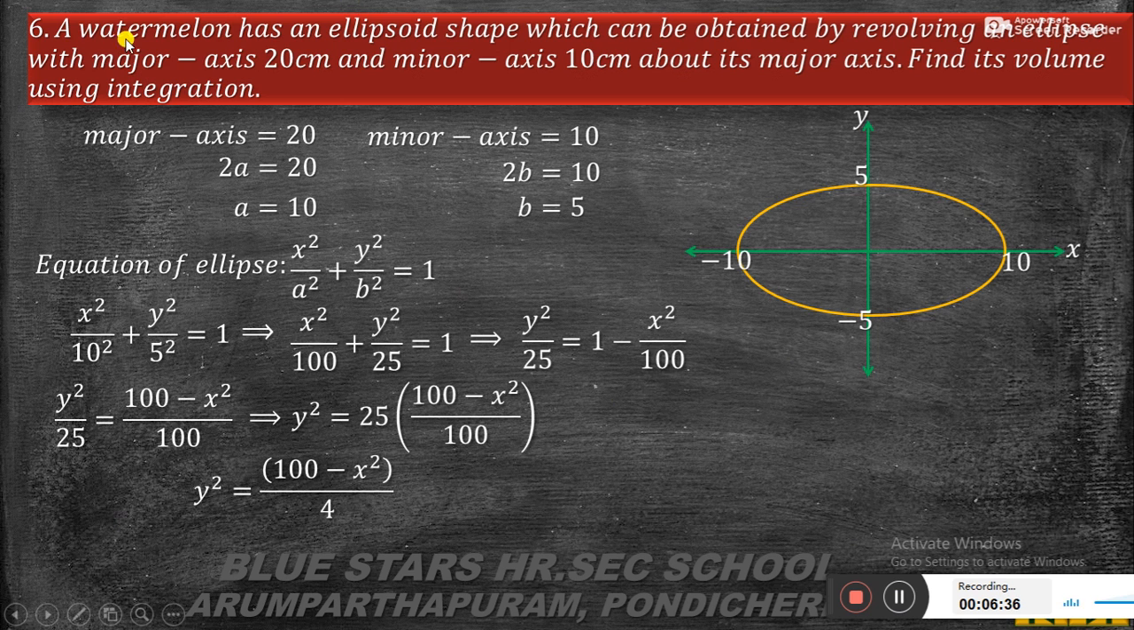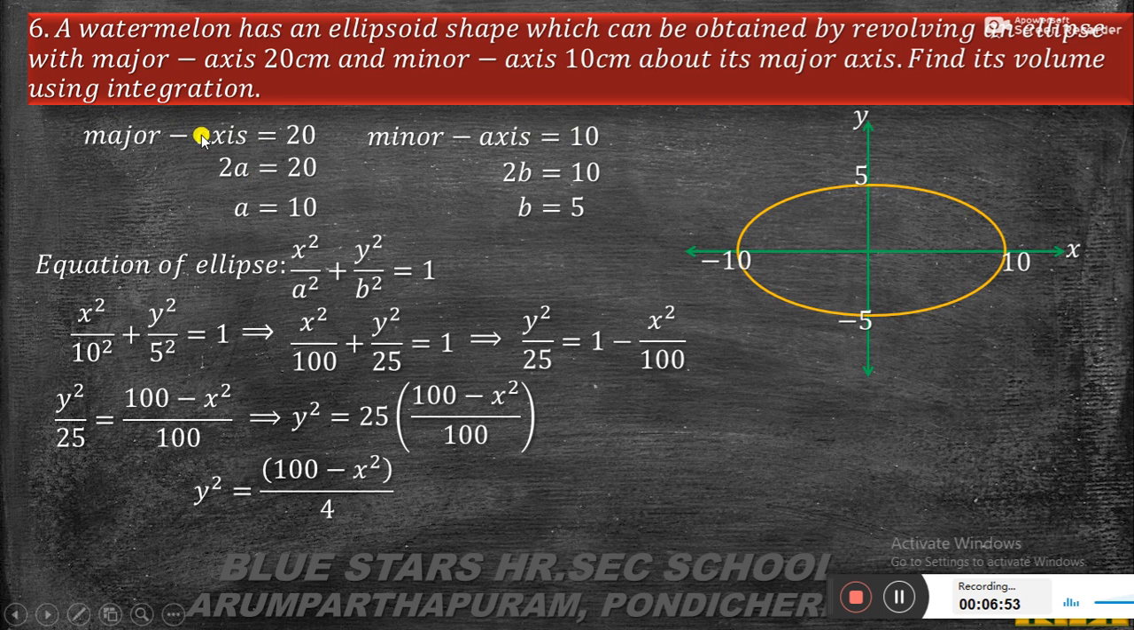Now the sixth problem. A watermelon has an ellipsoid shape which can be obtained by revolving an ellipse with major axis 20 cm and minor axis 10 cm about its major axis. Find its volume using integration. So the major axis is 20 and the minor axis is 10.